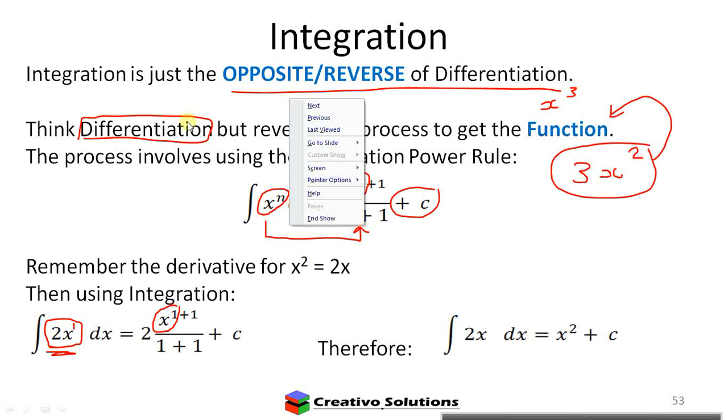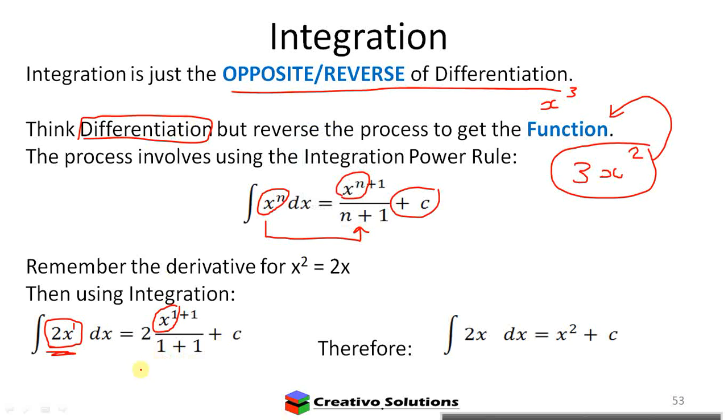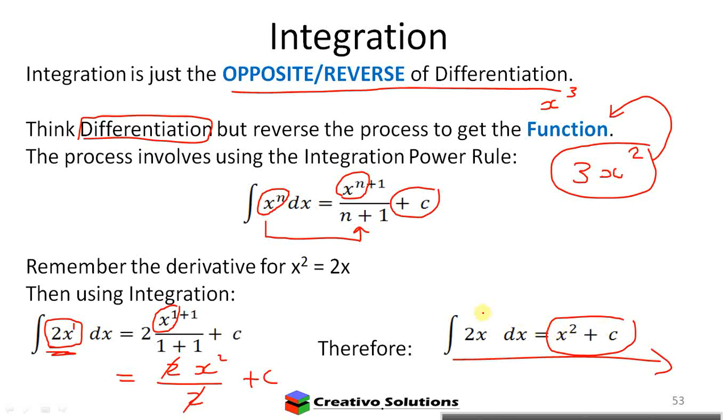So what do I have left after I've done this? Do you agree 2x to the 2 over 2 plus c is what? Cancel, cancel, and I'm left with that. So there's the function. But the function comes from the derivative. That's the integration, the process that you're doing. So integration is just that.